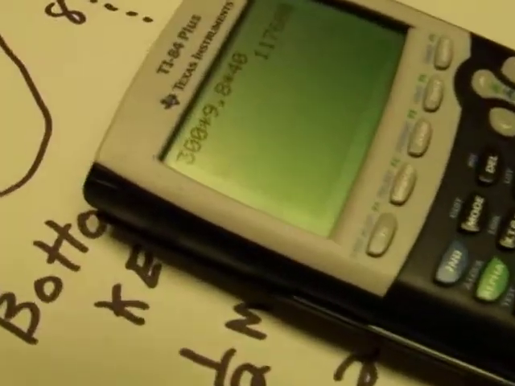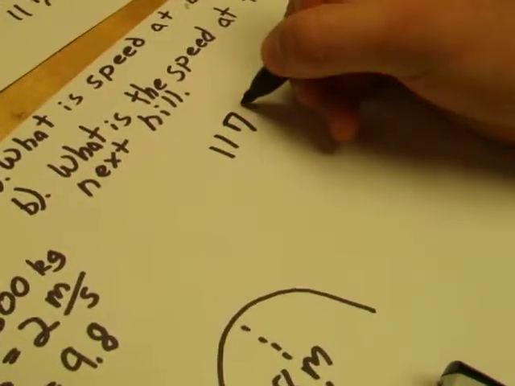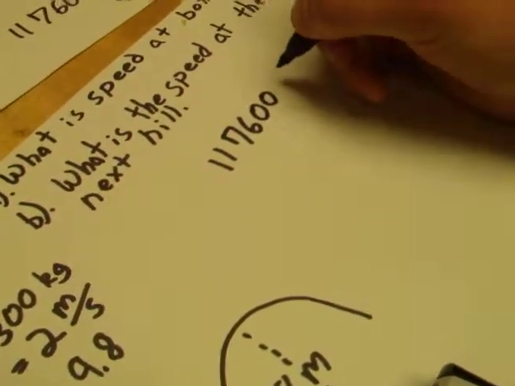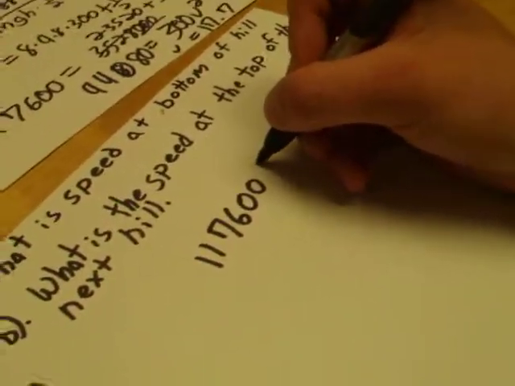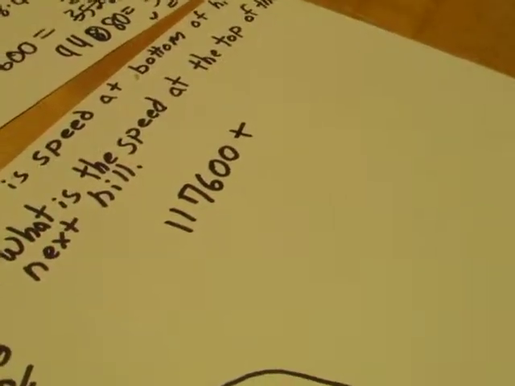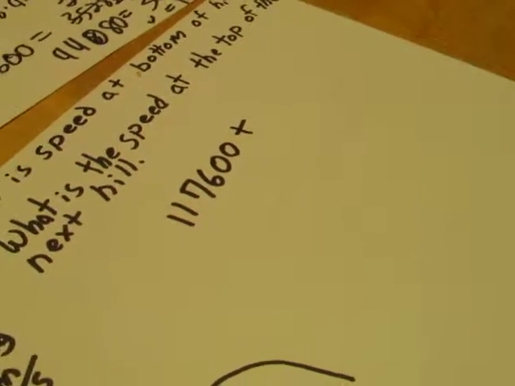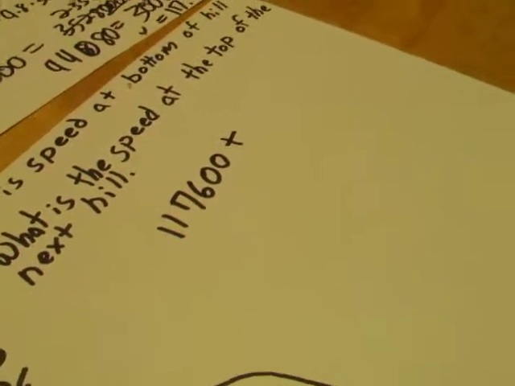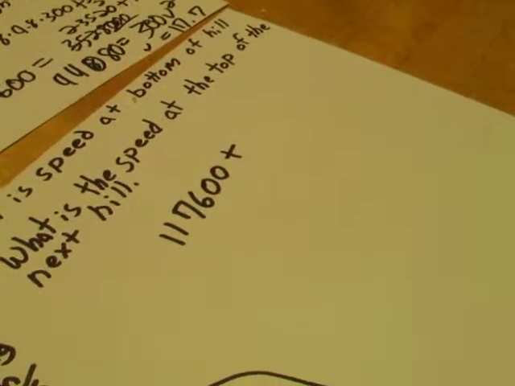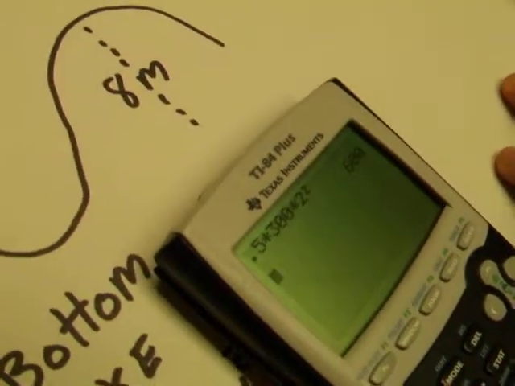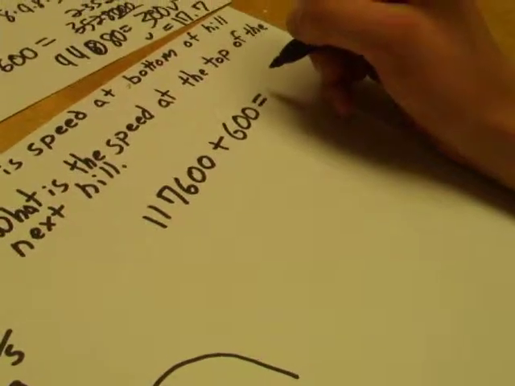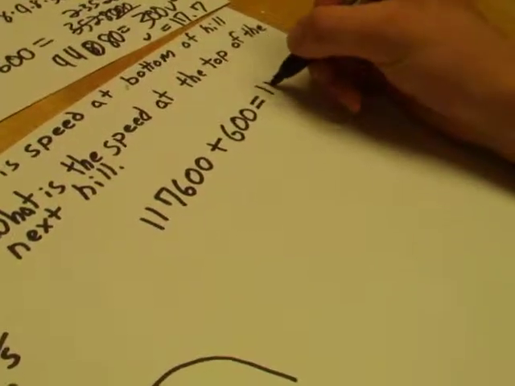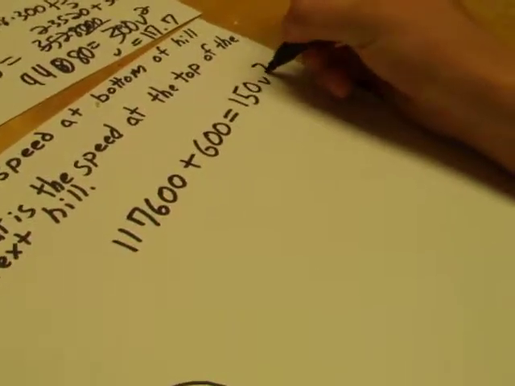300 times 9.8 times 40 equals 117,600, and that's our potential energy component added to our kinetic energy. 1/2 times 300 times 2 squared, which is 600. That equals 1/2 mv squared, or 1/2 of 300 is 150 v squared.